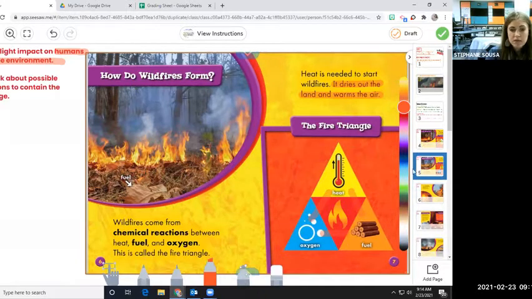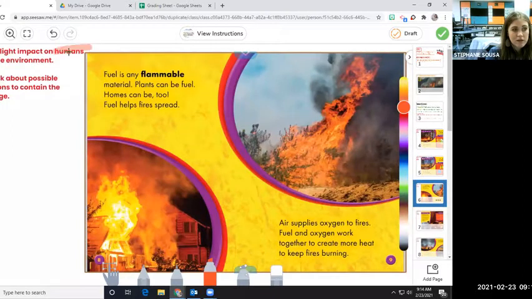All right, let's continue on with slide 6. Again, you are highlighting the impact on humans and the environment. Fuel is any flammable material. Plants can be fuel. Homes can be fuel too. Fuel helps spread fires. If plants are burning, that is an impact on the environment. If homes are burning, that is an impact on humans.